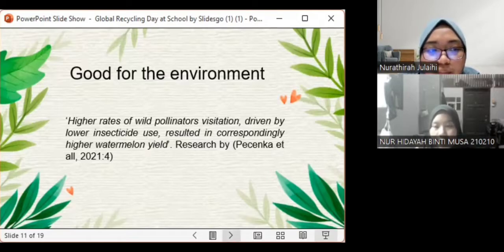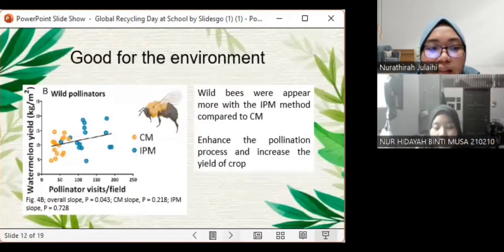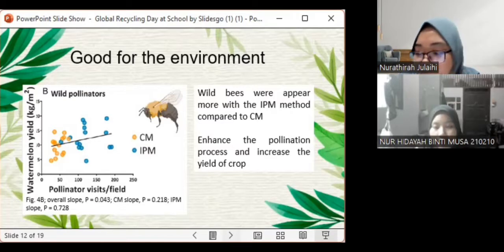Next. The graph shows the wild bees will appear more with the IPM method compared to conventional management. It also enhanced the pollination process and increased the yield of crop. Next.